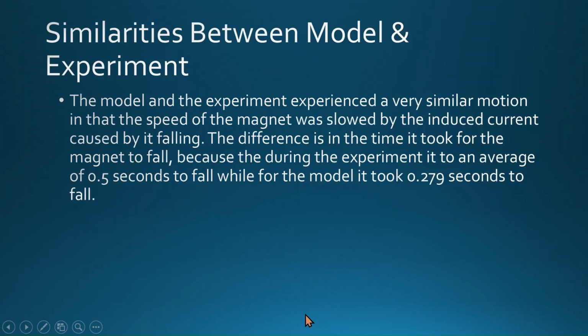Similarities between model and experiment. The model and experiment experienced a very similar motion in that the speed of the magnet was slowed by the induced current caused by it falling. The difference is in the time it took for the magnet to fall, because during the experiment, it took an average of 0.5 seconds to fall, while for the model, it took 0.279 seconds to fall.